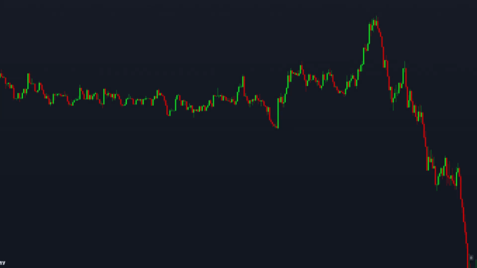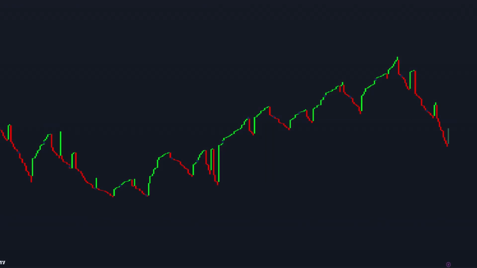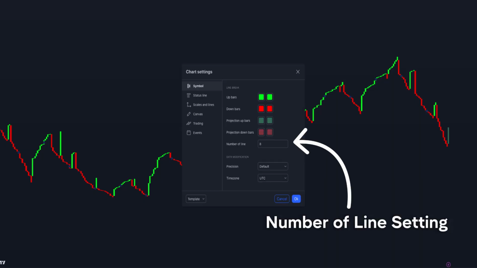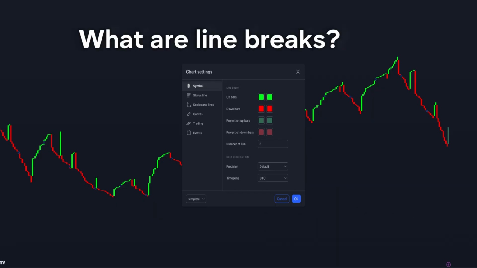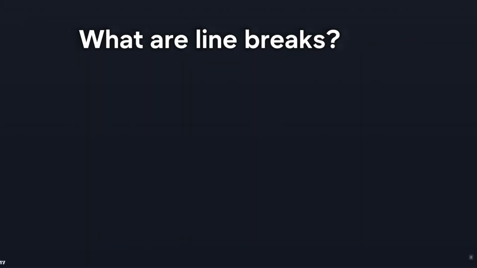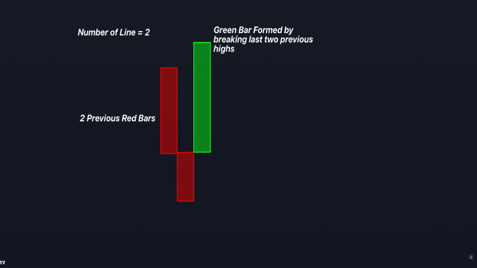In a regular candlestick chart, a new candle is printed every set time interval no matter how insignificant the price movement is. Back to the line chart specifically, we have a setting that we need to understand to be able to use it effectively. This is the number of line setting you find in the chart settings. But what are line breaks in the first place? We need to know this to understand what this setting means. But it's actually very simple. Let's say we have our line break setting set to 2. To go from a red bar to a green bar, the price must break above the high of the last 2 previous bars.